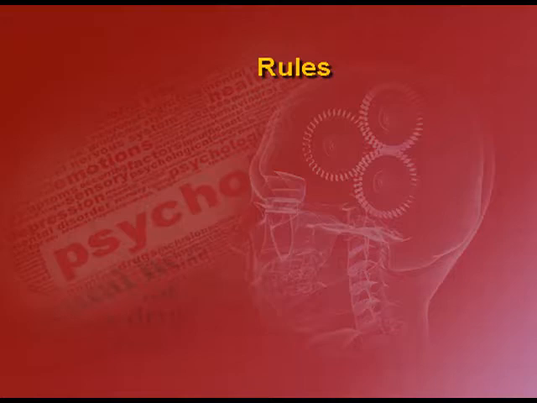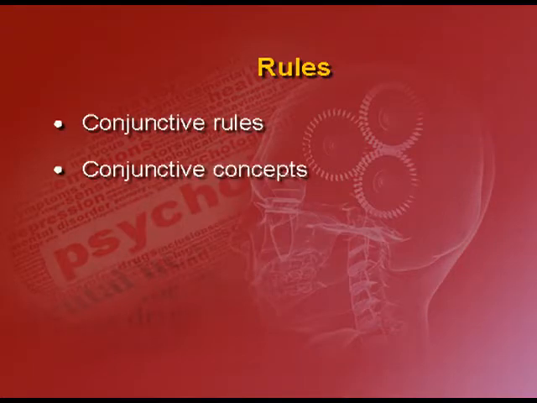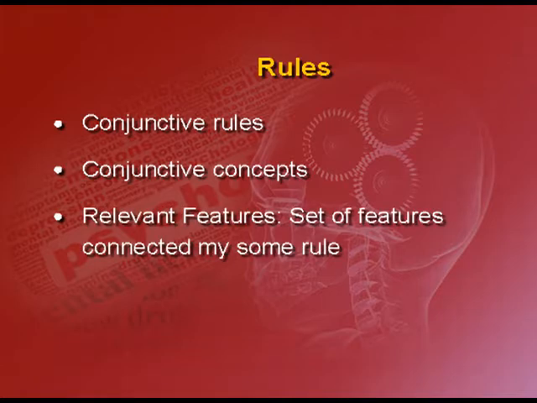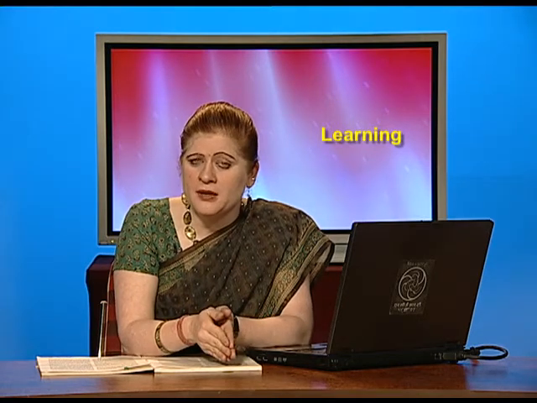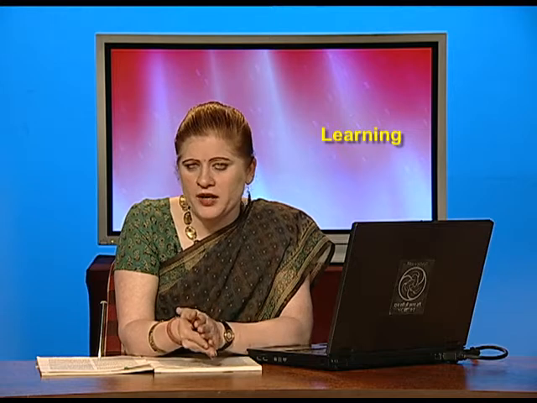This is the thing of concept learning. Now, certain rules are conjunctive rules. They are based on conjunctive concepts which emerge out of relevant features. Relevant features are a set of features that are connected by specific rules, and irrelevant features are the features that do not follow rules. Connected by all these rules, they are conjunctive concepts. For example, the concept of a square is a conjunctive concept and they follow what is known as conjunctive rules.